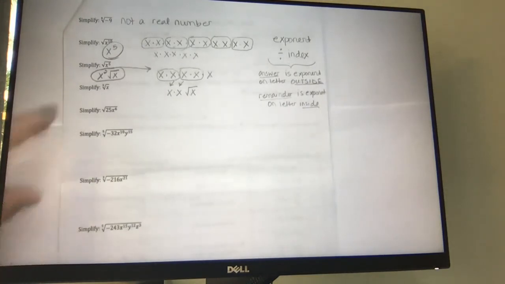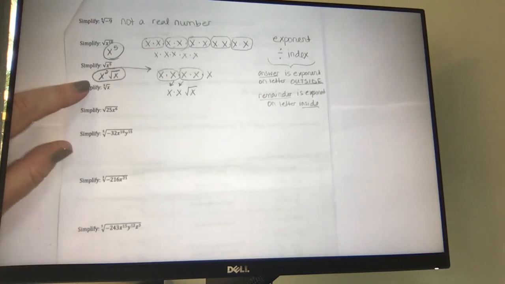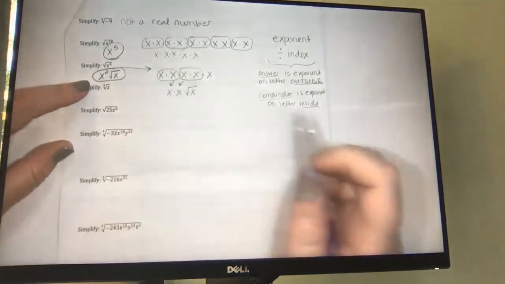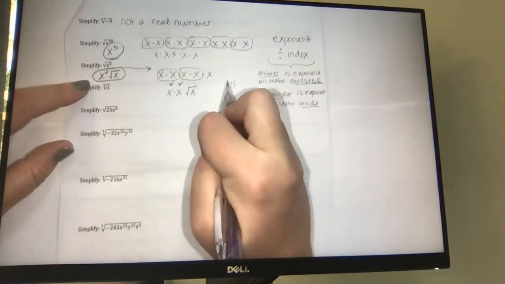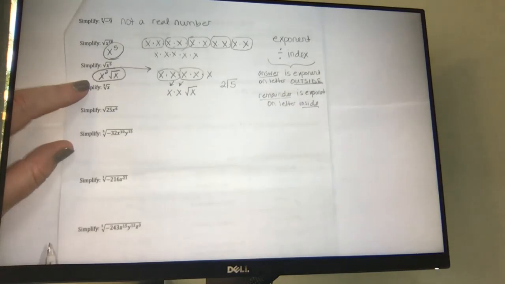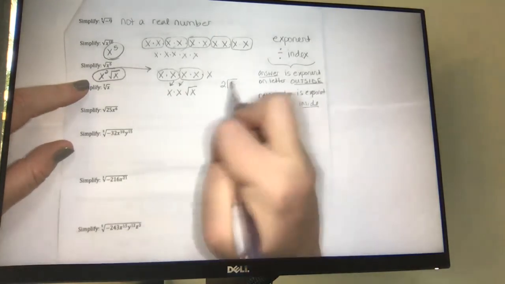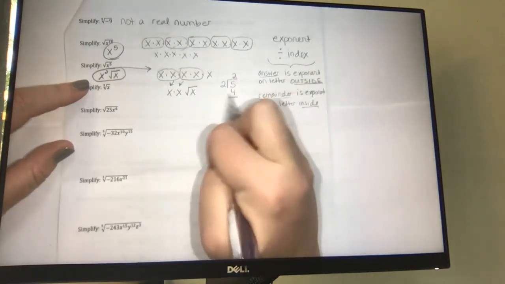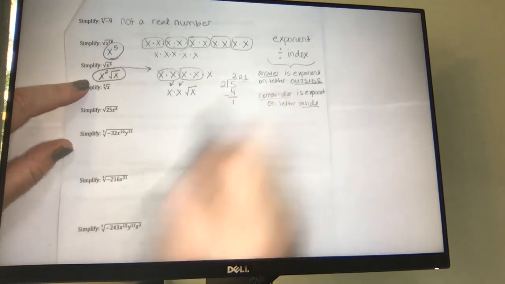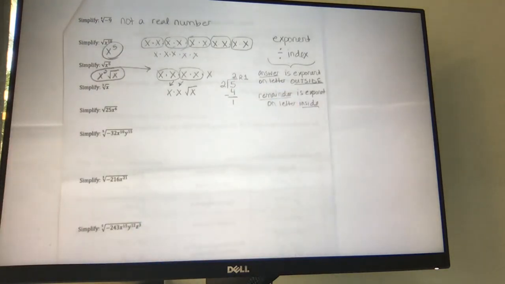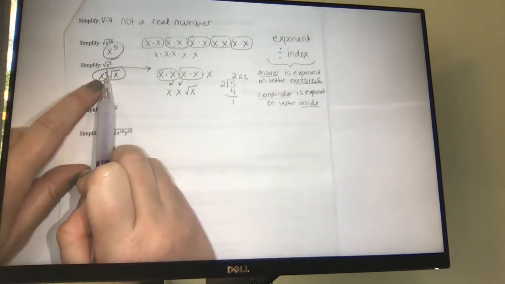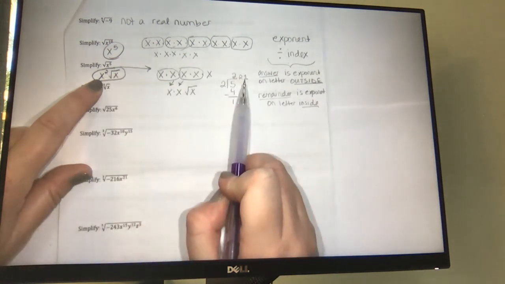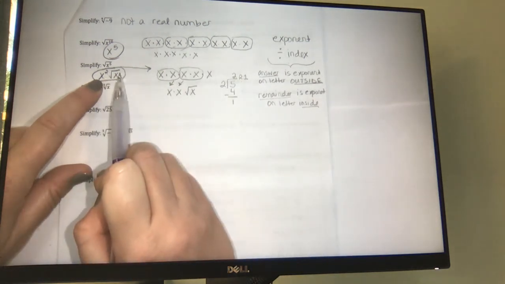Okay, so let's try it on this guy here. All right, so if I take my exponent and I divide it by my index, it's not going to come out perfectly. I'm going to end up with 2 remainder 1, right? That's what I ended up with. The answer is on the outside, x squared. The remainder is on the inside. And there's your answer. Okay?